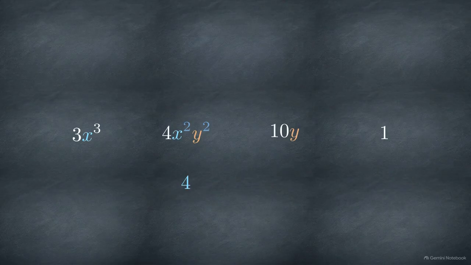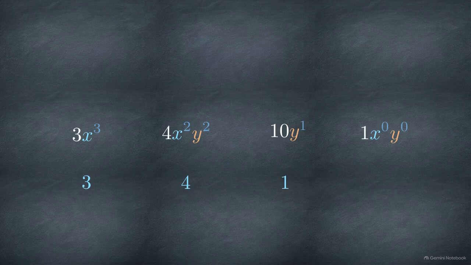Now we zoom back out to view the complete 4-term expression. The first term, 3x cubed, has only one variable. Its term degree is simply 3. In the third term, 10y, the unwritten exponent implies a 1, meaning its term degree is 1. The final term is the constant, 1.